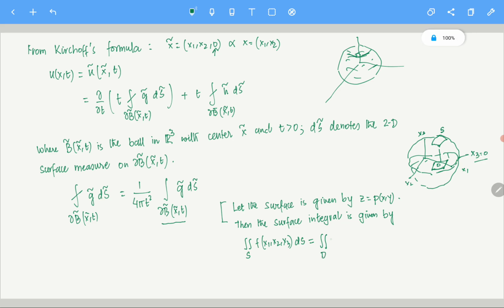Okay, f of x1 x2, and x3 is getting replaced by p of xy. Clear? P of xy. So here also I have to change this. Let me write it like this: x3 is p of x1 x2. Let's say that's your surface. So x3 is given by p of x1 x2, the graph of some function p, and you can write it like this, and of course, due to this change of variable, you have the scaling.